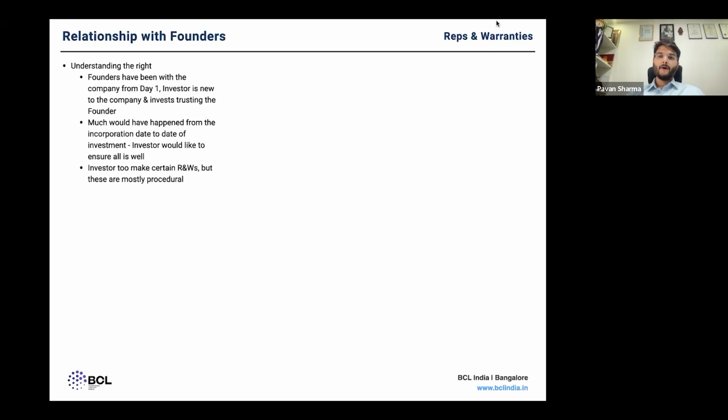Representations and warranties. Now, representations and warranties, please give me a minute. I'll have to charge my laptop. Give me 1 second. Yes, sorry for that.